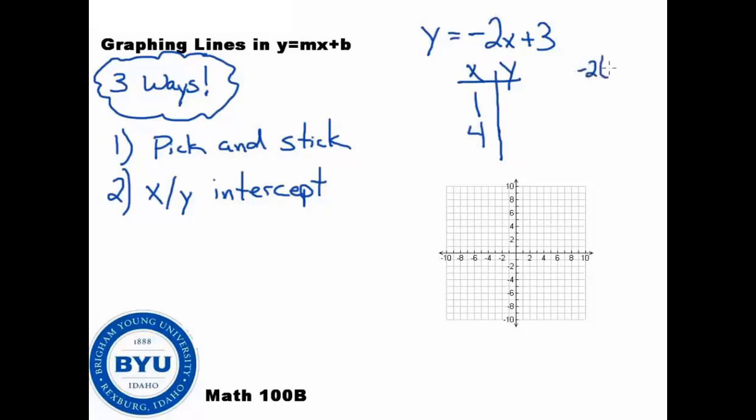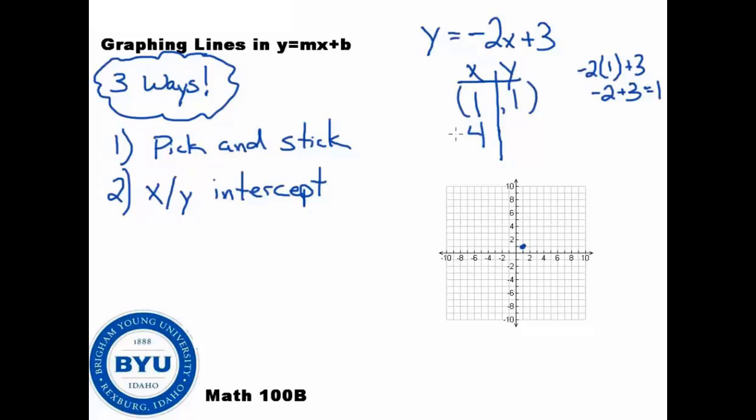So we plug 1 in. I get negative 2 times 1 plus 3. Negative 2 times 1 is negative 2 plus 3. That comes out to be just 1. So I'm going to graph the point 1, 1. Remember, this represents a point, the point 1, 1. So 1, 1 is right there.